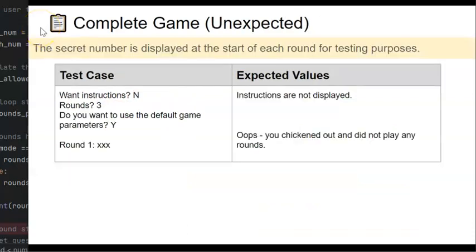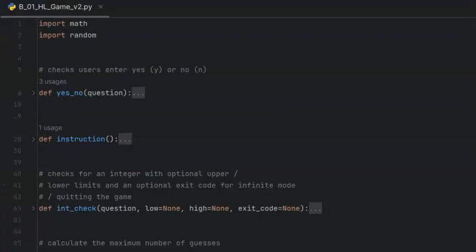The final test plan is our unexpected value where the users quit before they play any rounds. At this stage, you should have a fully working program. Here's some things that I'd like you to check.